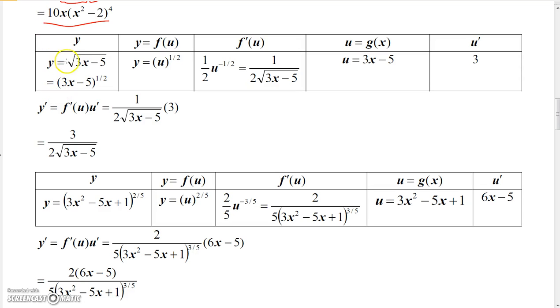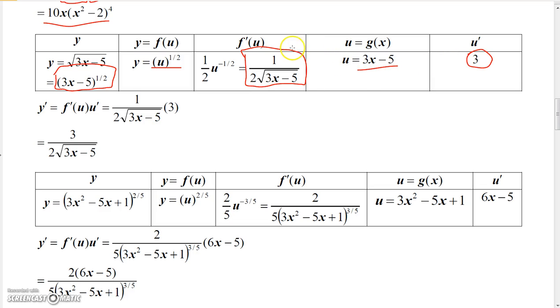Okay, here's another example. Let's say that you wanted to find the derivative of 3x minus 5 to the 1/2. Well, really, that's just u to the 1/2, where u is 3x minus 5. So what's the derivative of u to the 1/2? It's 1/2 u to the negative 1/2. So if we replace u with what it equals, that would be 1 over 2 times the square root of 3x minus 5. But now what's u prime? Well, u prime is just the derivative of this with respect to x, so that's just 3.